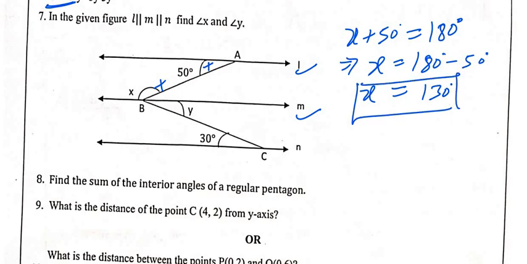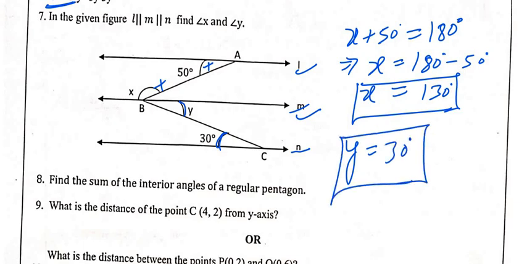So our answer is x is equal to 130 degrees. Now moving to M and N, BC is a transversal, this line is an angle y and this 30 degrees is alternate interior angles. So directly we can write y is equal to 30 degrees because alternate interior angles are equal. Most of the students have written one answer correct, but the other answer wrong. Now moving to the next question.